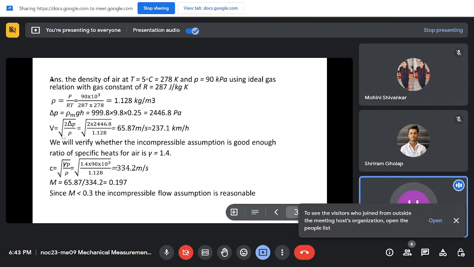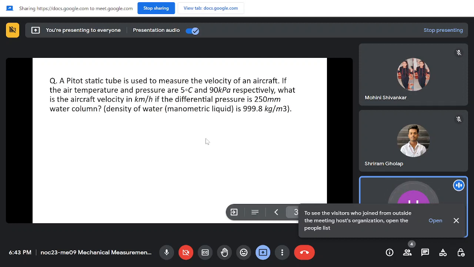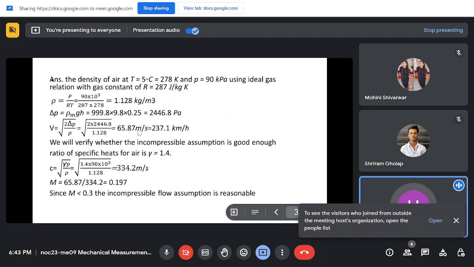You know the dynamic pressure we have already calculated, it's 2446.8. So using V equals root of 2 delta P by rho, we measure the velocity of the aircraft. In this case it's 65.87 meter per second, but in the problem they have asked for it in terms of kilometer per hour. So converting it by multiplying by 1000 and dividing by 3600, we get 237.1 kilometer per hour. So this is the velocity.